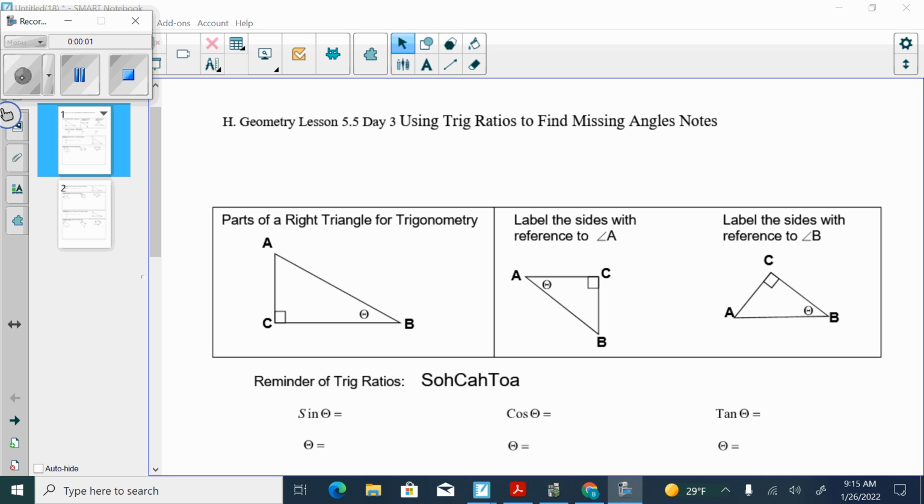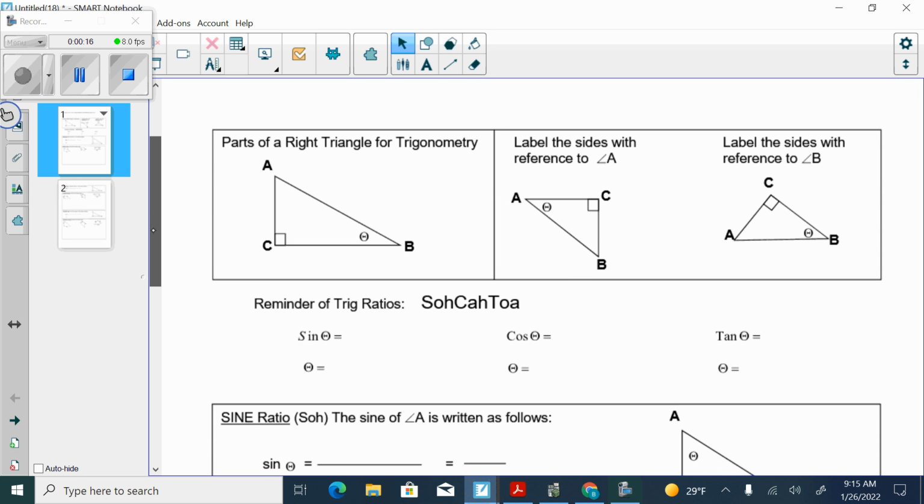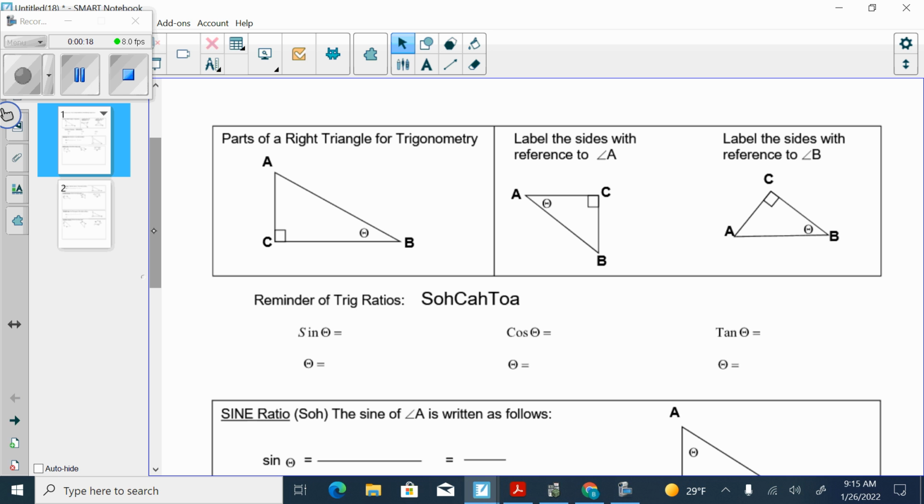how you could use trig ratios to find missing sides in your right triangles. Today, we're going to talk about how you can use trig ratios to find the missing angle, so that theta that they may refer to. Okay. All right. So first, in this top set of boxes, we're just labeling sides.